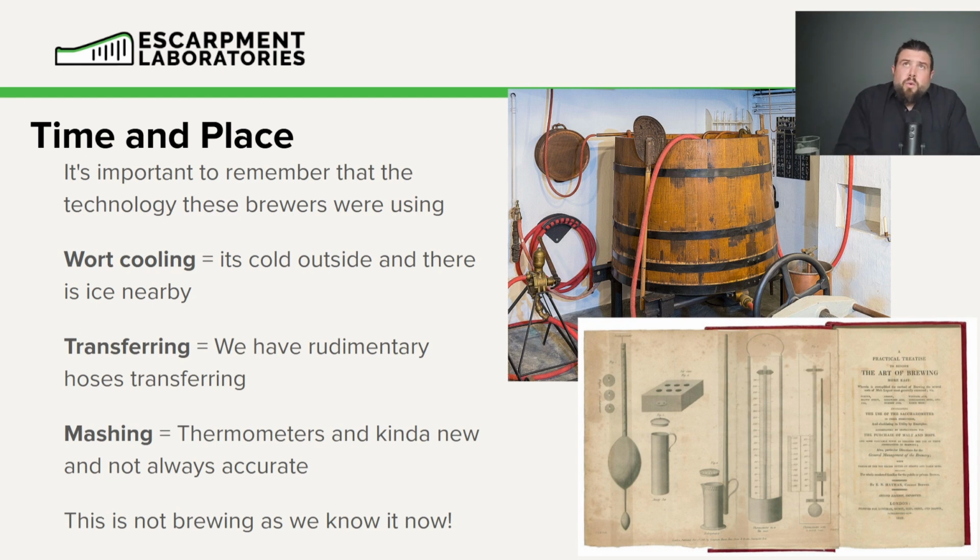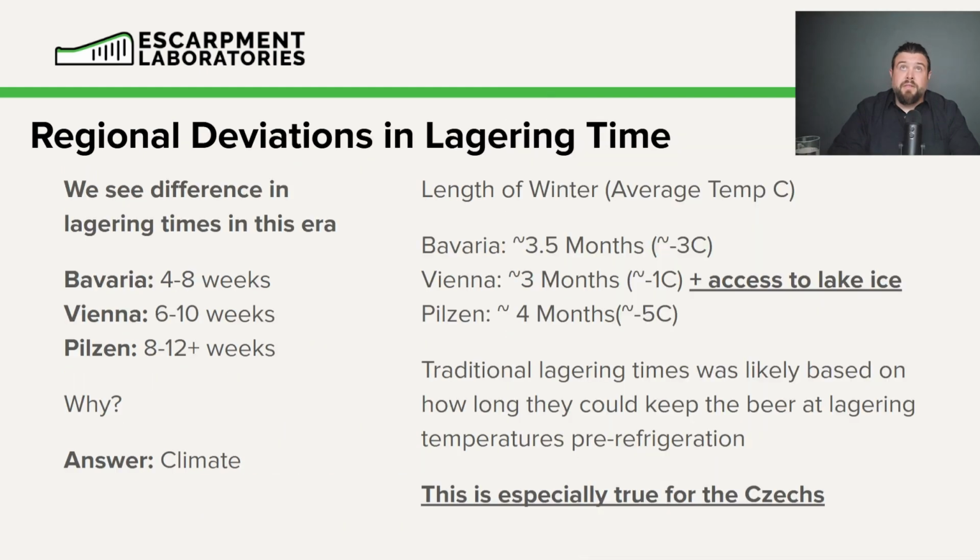These people were not using what we would classify today as common brewing equipment. Their mash tuns were wood. They didn't have stainless steel. They didn't have large metal vessels. They didn't have steam boilers. Wort cooling was however cold it was outside. Transferring was rudimentary. They might have some basic hoses, but nothing like we have today. Mainly a lot of pouring was involved. A lot of troughs were involved. And for mashing, thermometers were new. These were not your standard techniques that were available that we see today. It's not brewing as we know it.